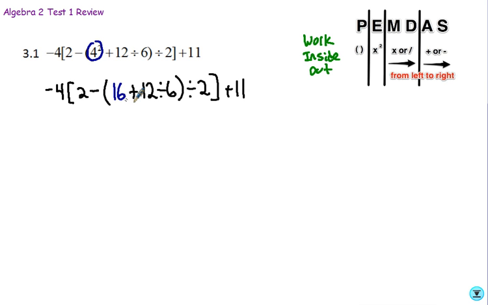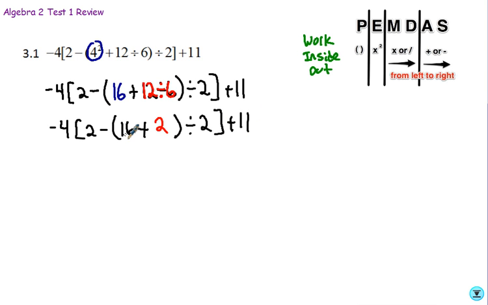Now I'm still working inside this parentheses, so now I got to decide, well, am I going to add these two first, or am I going to divide? Well, division, M and D, comes before addition and subtraction. So what I'm going to do is divide these two numbers first. 12 divided by 6. So that's going to be my move for this turn. So 16. 12 divided by 6 would be 2. And close off the parentheses.